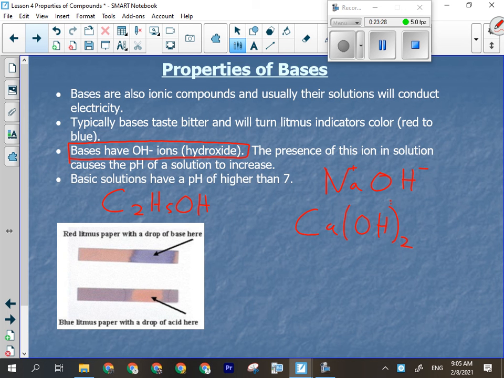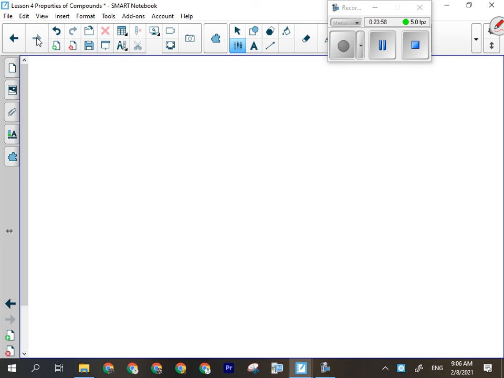All right. Basic solutions have a pH higher than 7, and when you put pH paper to them, they are going to turn bluish colors. The darker the blue, the stronger the base. Because they're ionic, they're going to conduct electricity. They, like acids, are going to be some of your best conductors because they most easily dissociate in water, that is, split into the positive and negative parts. Questions on that? Okay.